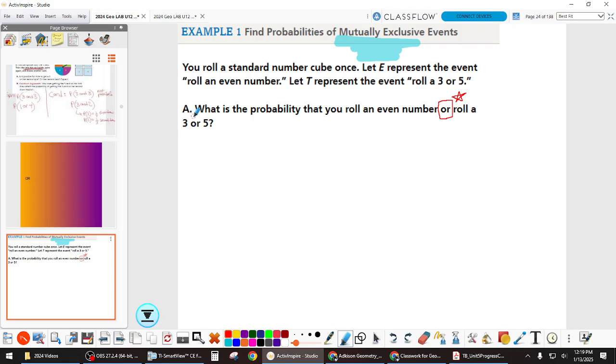Okay, read this one. It was up here a second ago. We're rolling a standard number cube once. So, guys, a number cube is a die. It's a dice, right? Roll it. Don't worry about the E's and all that for now. What is the probability that you roll an even number or roll a 3 or 5? Is this or? So question 1 is what? Is it or and? Which one is this? This is or. So probability of even or 3 or 5. That's what we're trying to figure out. Okay, next question is what?